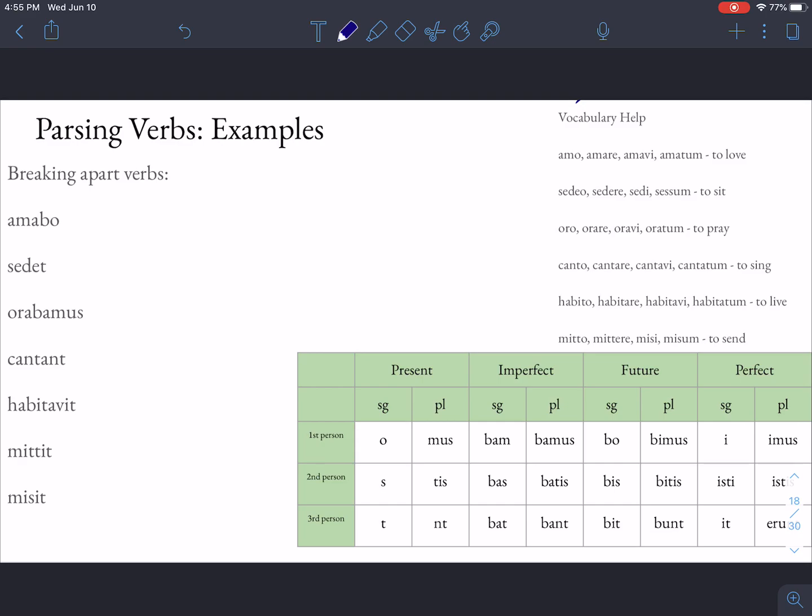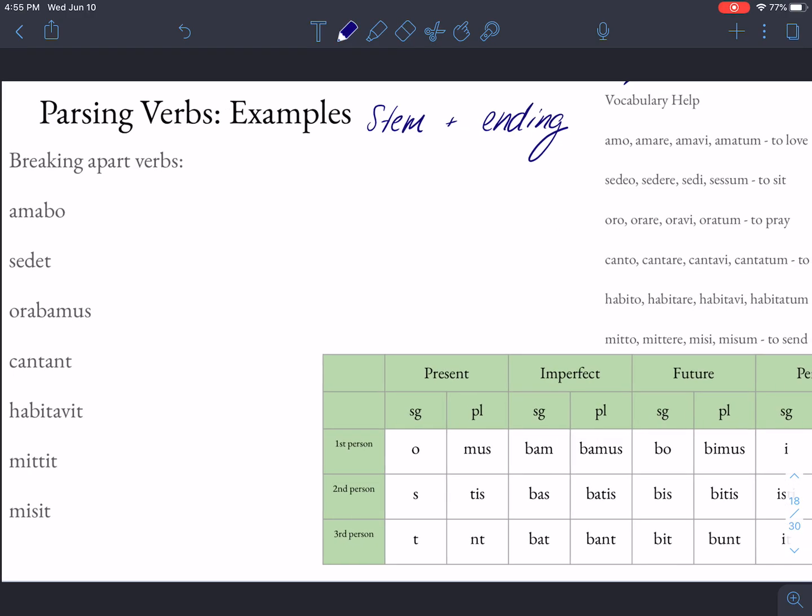Okay, you have to not only figure out word order, but you have to break apart the word and see what's going on within the word itself. Here I can tell you that verbs are pretty much made up of a stem and an ending. The stem you can find from the verbs, and the endings, obviously, you can find from the chart. So let's go through and talk about it.